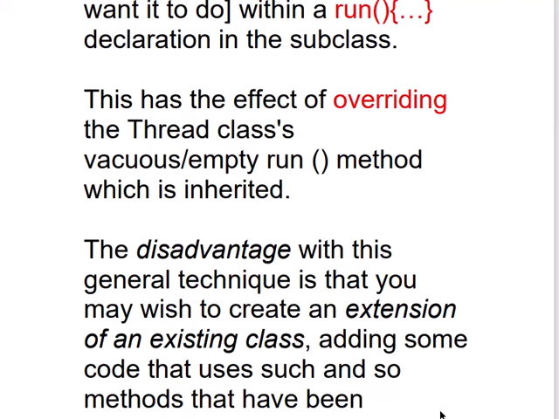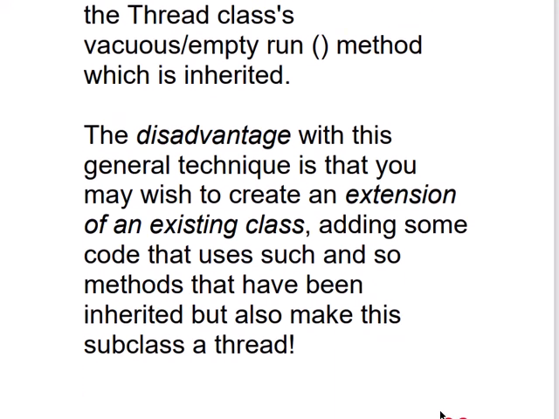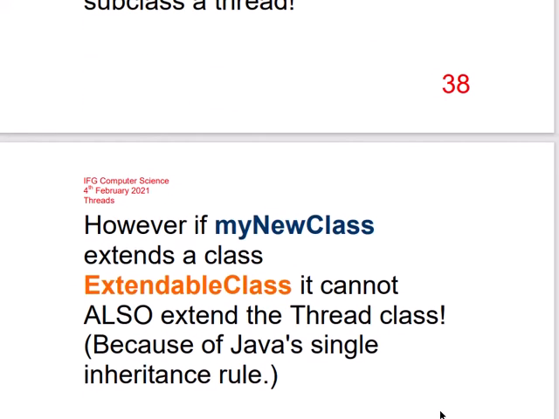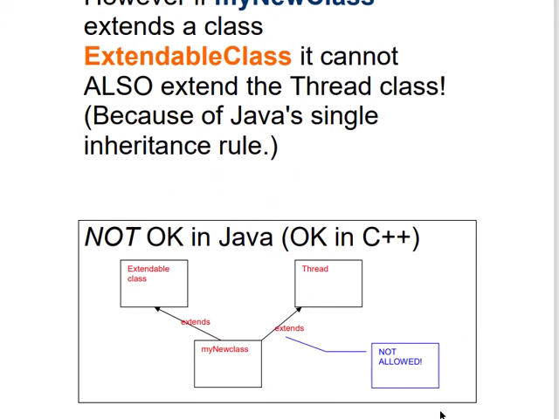And you might simply want to add some code that uses such and so methods in the existing class that have been inherited. That might make life very easy and prevent you from having to write your own equivalent code, which could take months. But you might also want to use a thread in the subclass, in which case you cannot; Java isn't going to allow you to do this. So I'll just show you this diagram.